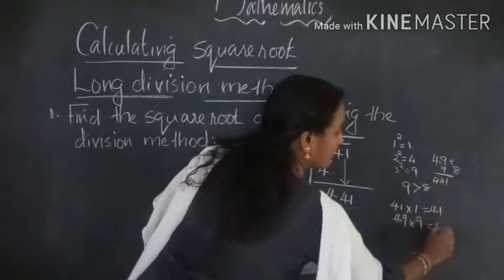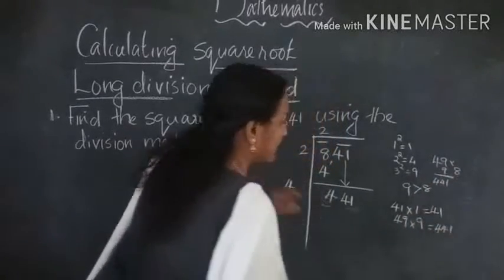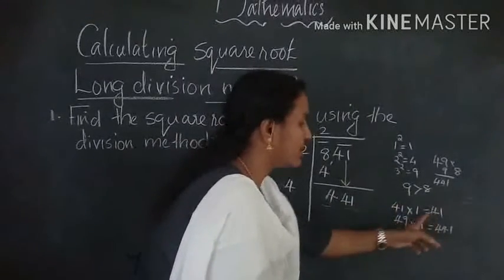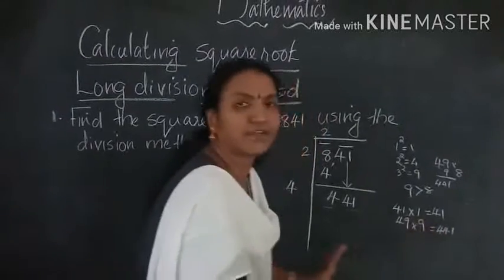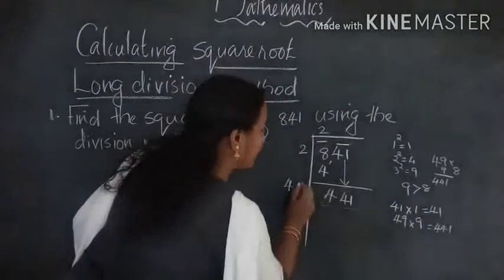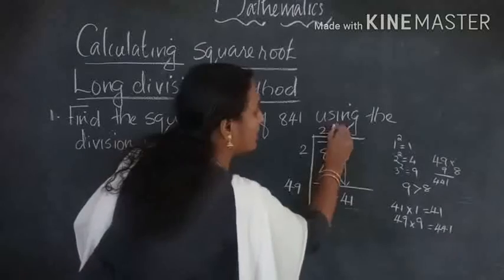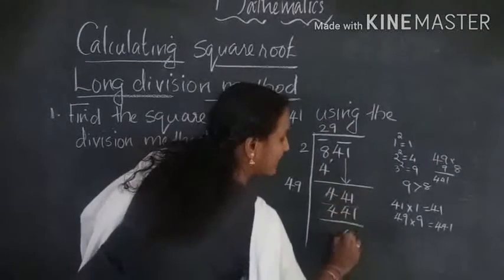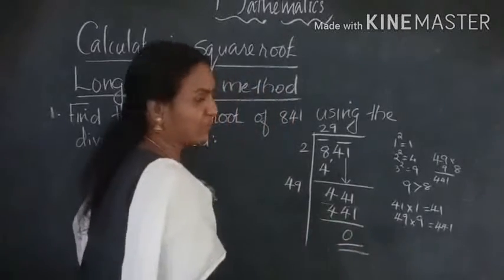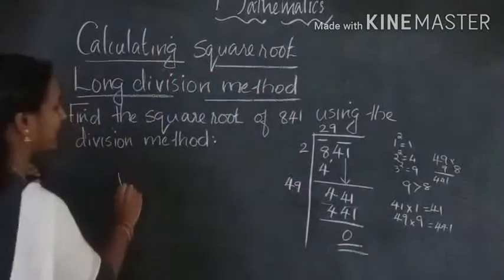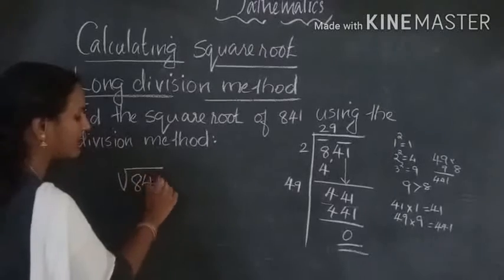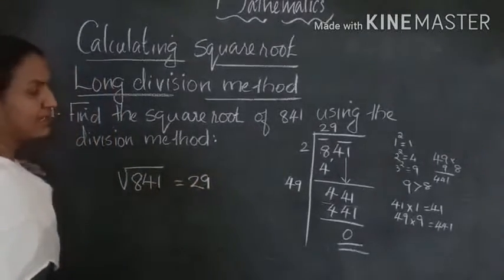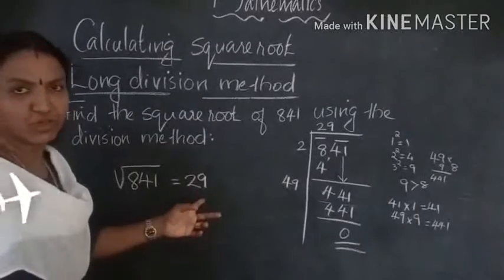So here the new dividend is 441. 41 into 1 is 41. 49 into 9 is 441. So you write 49. 9 into 9 is 441. The remainder is 0. So the square root of 841 is equal to 29. The answer is 29.